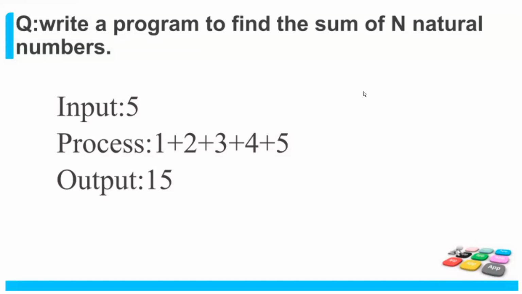We can include 0 also, because we know that addition of 0 will not affect the magnitude of the entire summation. So it can be 0 plus 1 plus 2 plus 3 plus 4 plus 5, or 1 plus 2 plus 3 plus 4 plus 5. So based upon the number that will be given by the user, the solution will be generated.